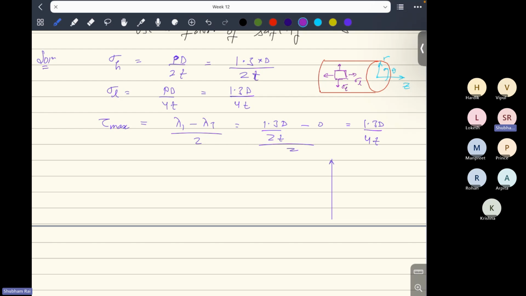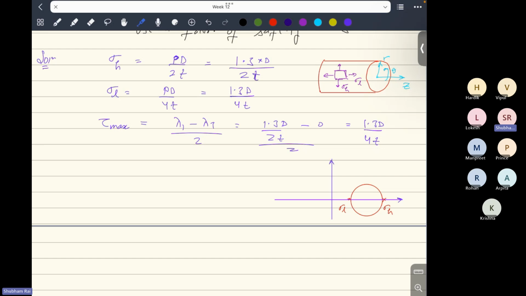Now if you draw Mohr's circle based on this, both are of the same sign because of the pressure. Both are PD by 2T and PD by 4T, both will be positive. So both are of the same sign, so they will lie somewhere here. Let's say this is sigma h and this is sigma l. So we will get more circles, something like this, right?